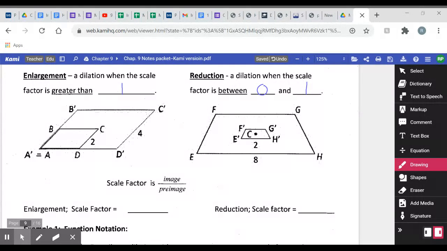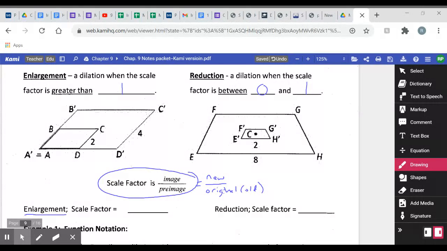Okay, you can see these two examples. The one on the left is an enlargement. You can see the original A, B, C, D, and then you can see it becomes A prime, B prime, C prime, D prime, and you can see that the figure got larger. And that's why this is an enlargement. And in terms of the scale factor, they're showing you the little formula here, that it's the image over the pre-image. So in this case, again, the image is like the new one, and the pre-image is like the original or the old one. So you got to keep that straight to make sure you get that scale factor correct.